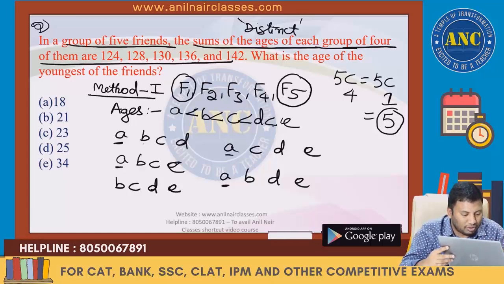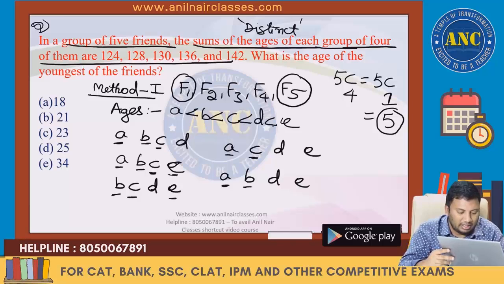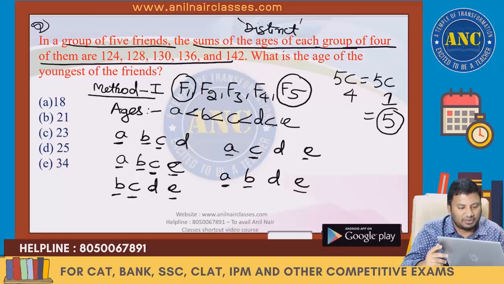B should come 4 times: 1, 2, 3, 4. C should come 4 times. D should come 4 times, and E should come 4 times. So every age appears in 4 of the sums. I hope till here it is clear, right?